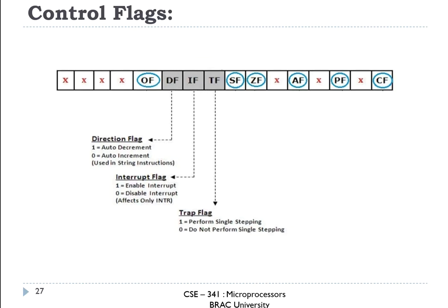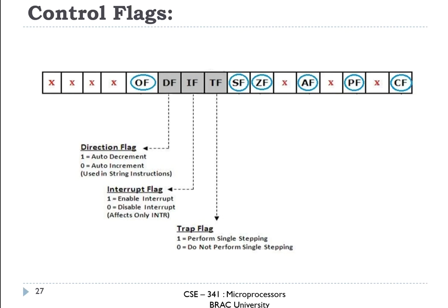Direction flags are useful for string operations. When set to 1, the microprocessor reads memory locations from the higher order to the lower order. And if it's set to 0, then it reads lower memory locations to higher memory locations. With this, we come to the end of flags.